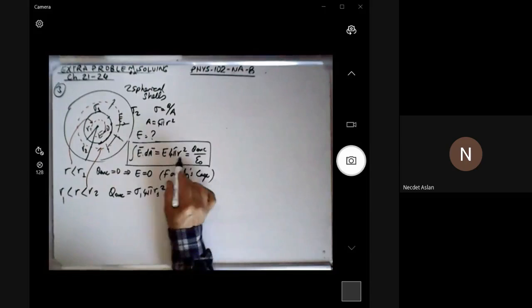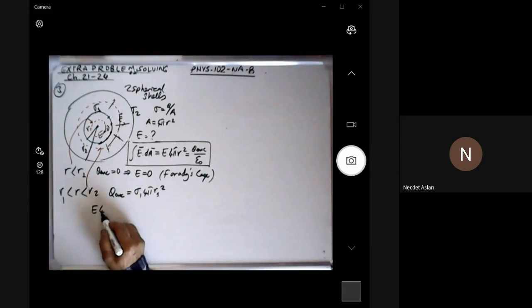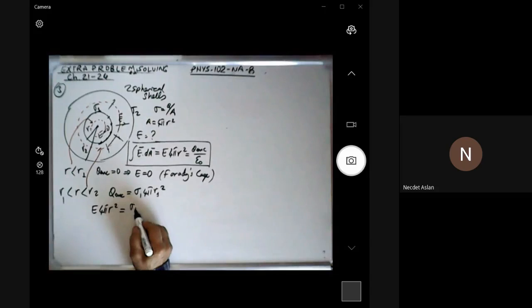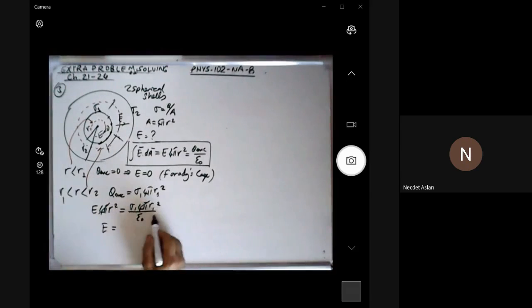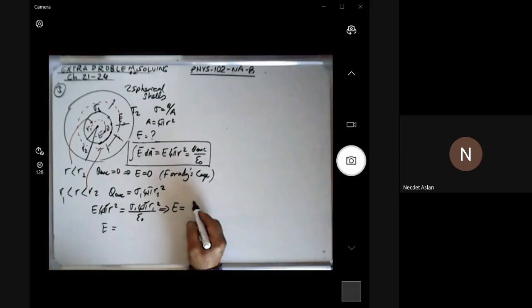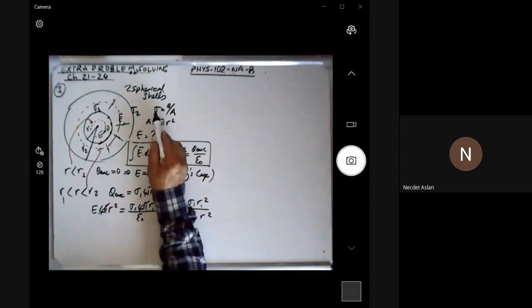Now if we apply Gauss's law, the left-hand side is E times 4 pi r squared, which equals sigma 1 times 4 pi R1 squared divided by epsilon 0. The 4 pi's will cancel, and therefore the electric field will be equal to sigma 1 R1 squared divided by epsilon 0 r squared. So r squared goes to the denominator. It's again similarly just k times Q over r squared, where the charge is written in terms of sigma.